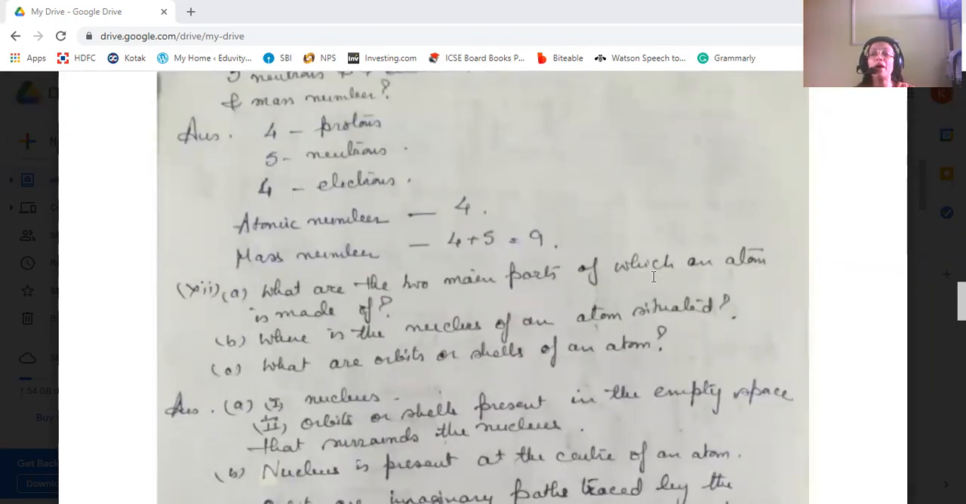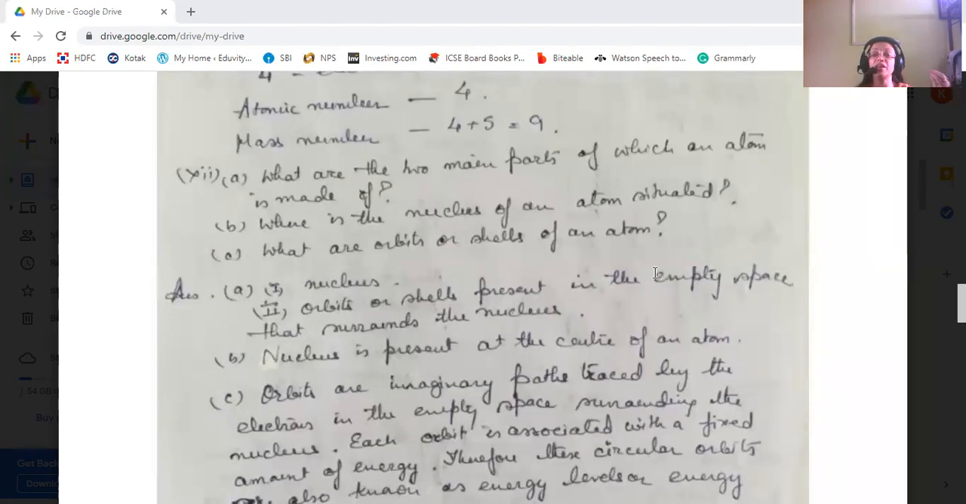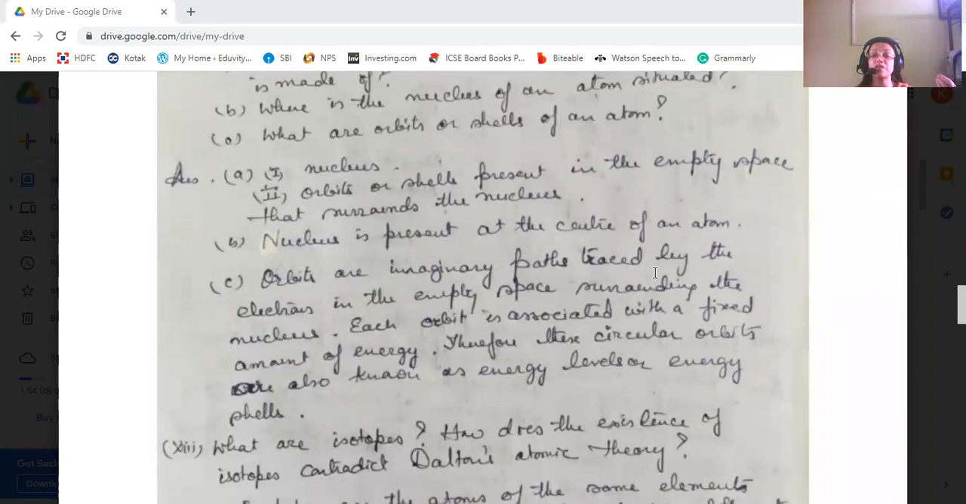What are the 2 main parts of which an atom is made up? One is the nucleus, and the other is the orbits or shells present in the empty space surrounding the nucleus, which have the electrons. Where is the nucleus of an atom situated? It is present at the center of the atom. And what are the orbits or shells of an atom? They are imaginary paths traced by the electrons in the empty space surrounding the nucleus. Each orbit is associated with a fixed amount of energy, and therefore the circular orbits are also known as energy levels or energy shells.